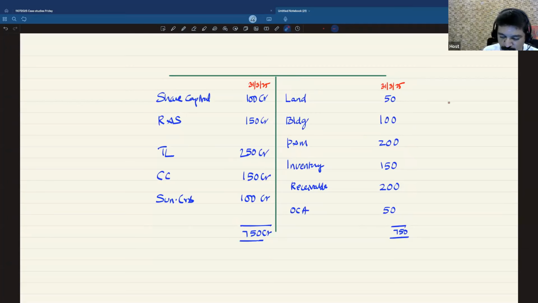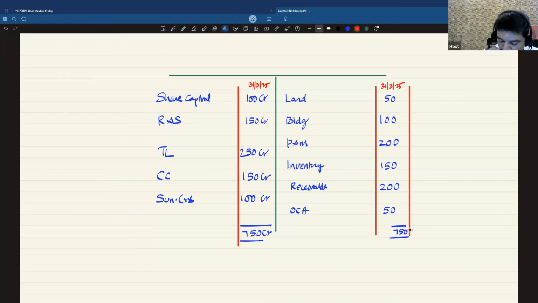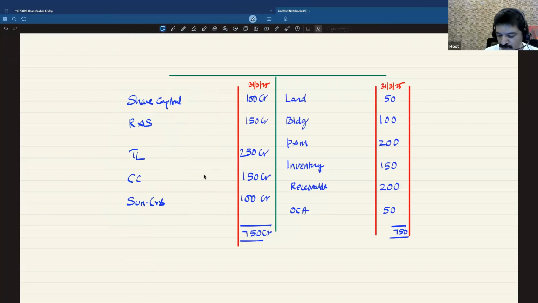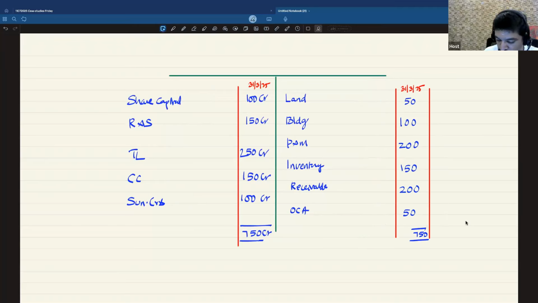Okay, so this is going to communicate only the position as at what? 31st March. You may not be able to make out anything significant by looking at this. But if you have some more additional information, you will be able to really make some deeper analysis into this. What is it, some more additional information? Let's say if you have the previous year information, that is as at 31st March 2024.